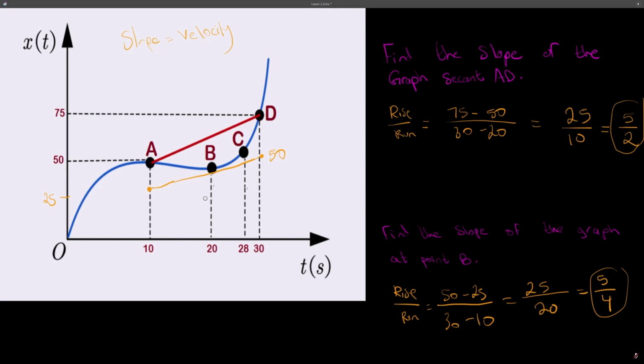So what we learned is the difference between a tangent line, which connects only 1 point, and a secant line, which connects 2 points. So we need to know the difference between them.